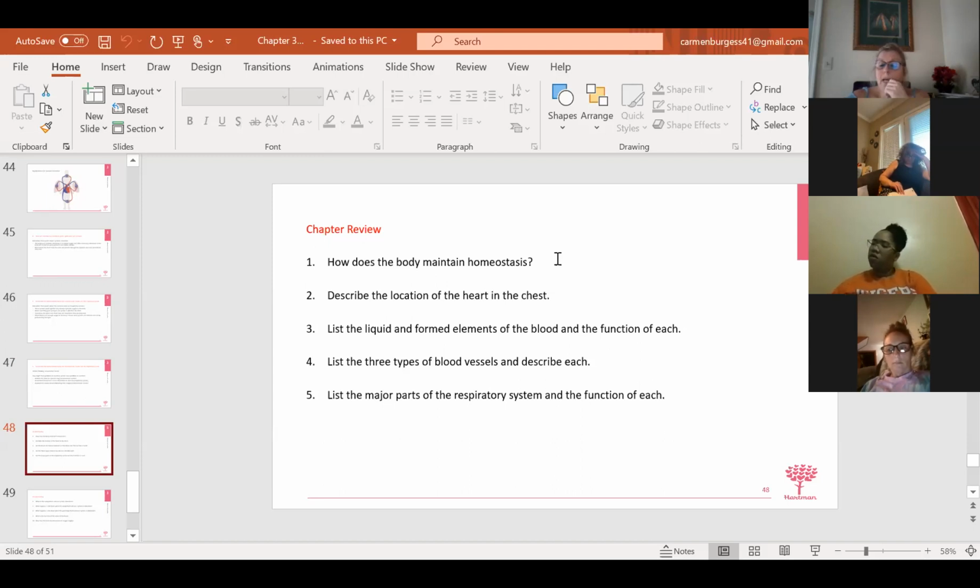So your blood consists of what two things? Plasma and formed elements. And what are the formed elements? Leukocytes, erythrocytes, and platelets, also called thrombocytes. What do the thrombocytes do? They help with clotting, because you need your blood to clot.